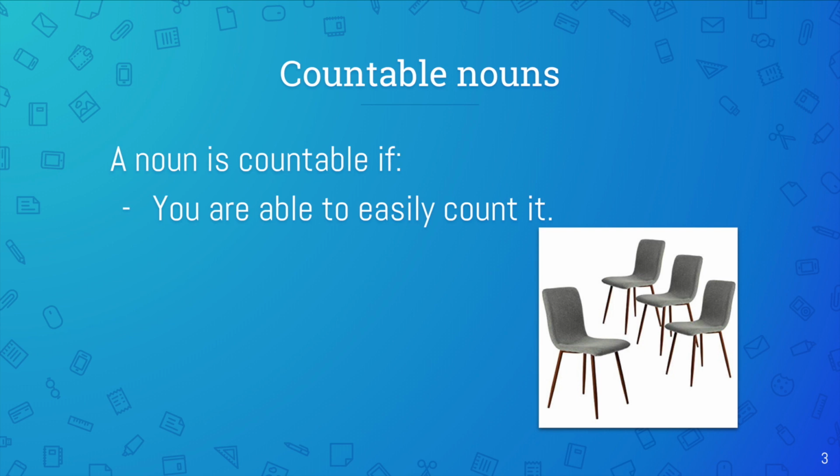A countable noun is a noun that you are easily able to count. For example, in that photo, you can easily see that there are 4 chairs. Chair is a countable noun.